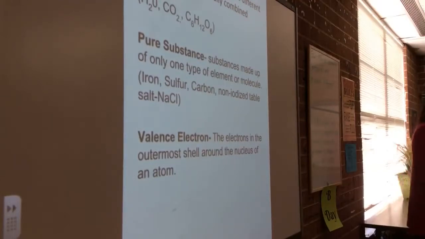And the last one, we're switching gears a little bit to talk about valence electrons. Who knows what an electron is? Raise your hand if you know what an electron is. Oh, I don't see any hands raised. Let me see. Who remembers what an electron is? Good thing we're reviewing then.